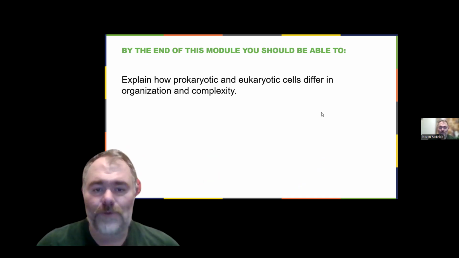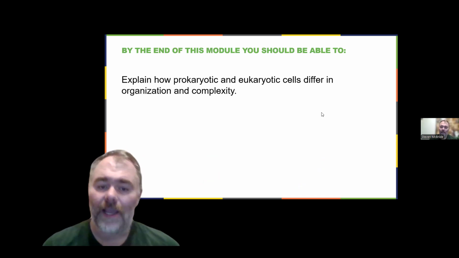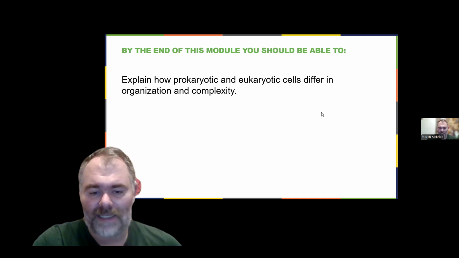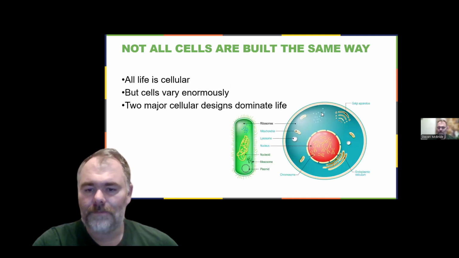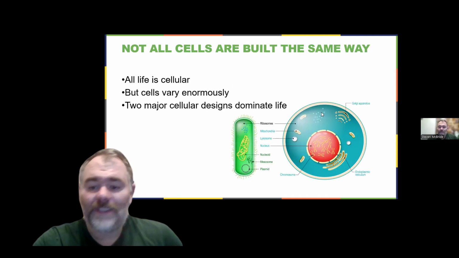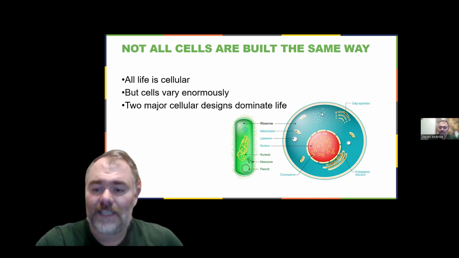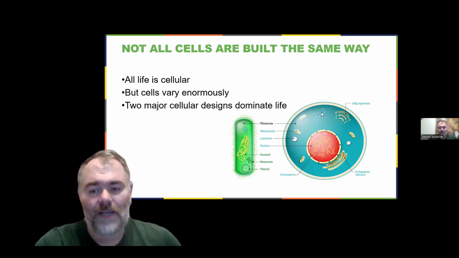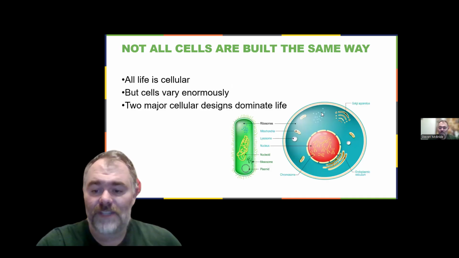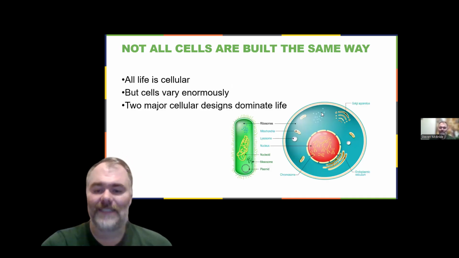By the end of this module, you should be able to explain how prokaryotic and eukaryotic cells differ in organization and complexity. All life is cellular, but cells vary enormously in size, structure, and complexity. Some organisms consist of only a single microscopic cell, while others, like plants, animals, and fungi, are made of trillions of cells working together in highly organized systems.